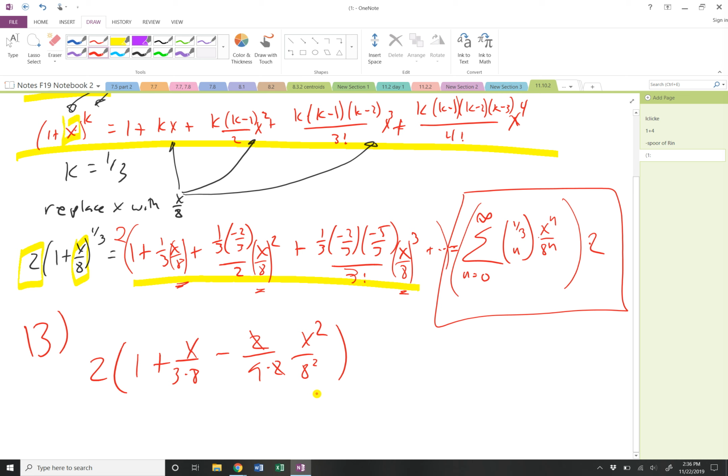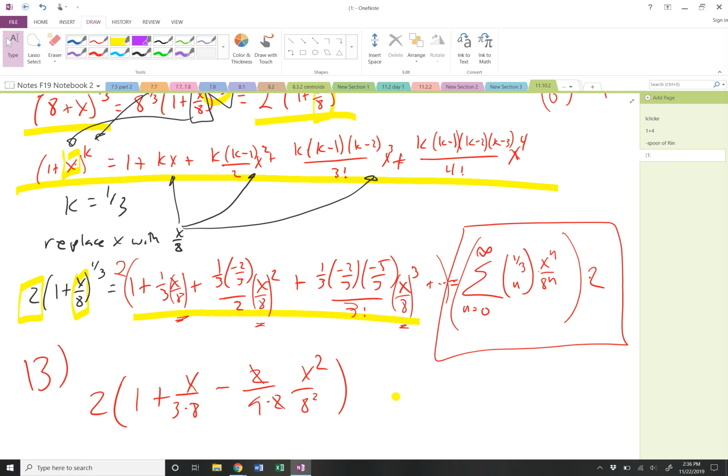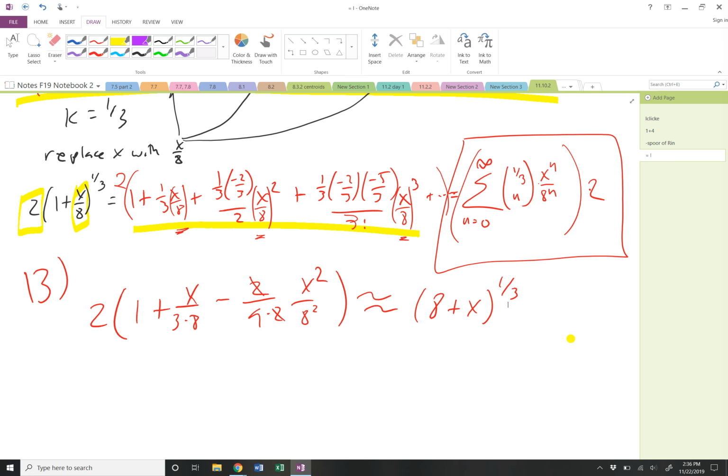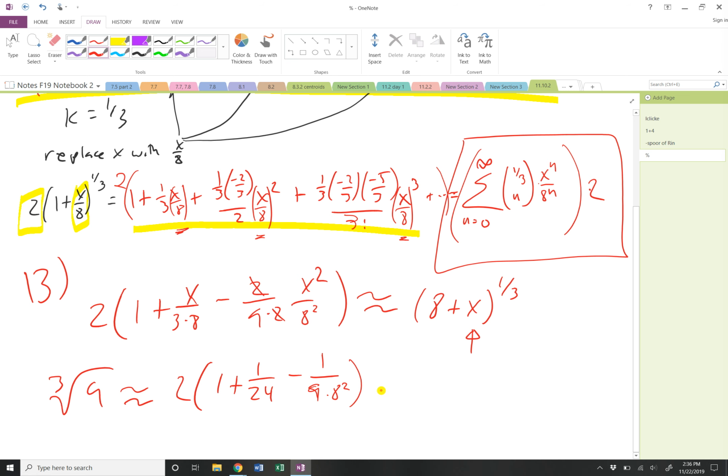What value do I plug in so that I'm finding the cube root of 9? So I'm not going to put in 9 here for x. I'm going to put in 1. Then that sum will be 9. So now the cube root of 9 is about 2 times 1 plus 1 over 24 minus 1 over 9 times 8 squared. Okay?